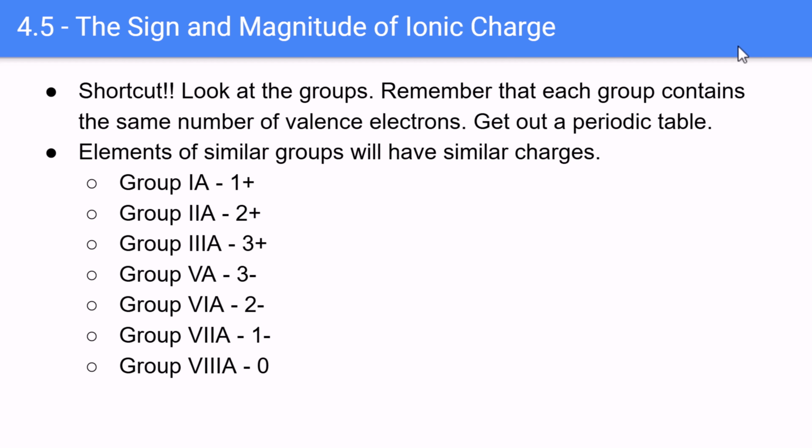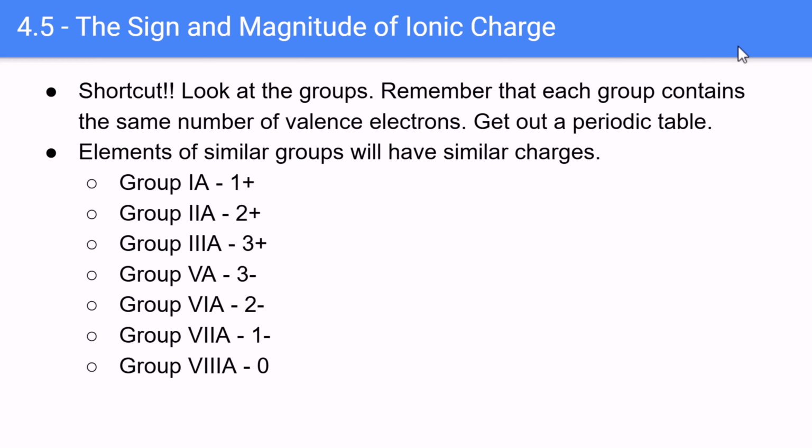Now again, the shortcut here is looking at the groups and understanding that each group contains the same number of valence electrons. So if we have our periodic table out, we can recognize that elements of similar groups are going to have similar charges because they have the same number of valence electrons, so they're going to lose the same number of valence electrons or gain them in order to make the same charges in the same group.